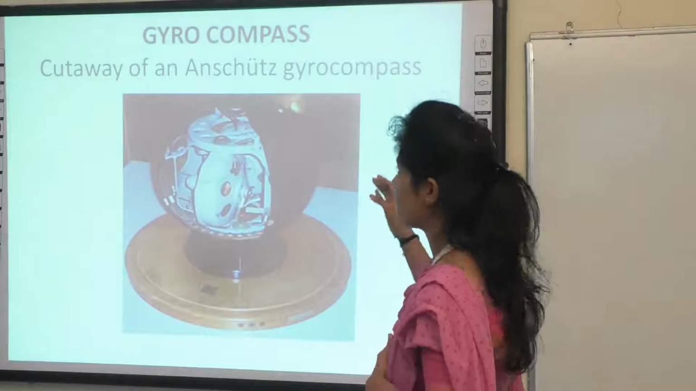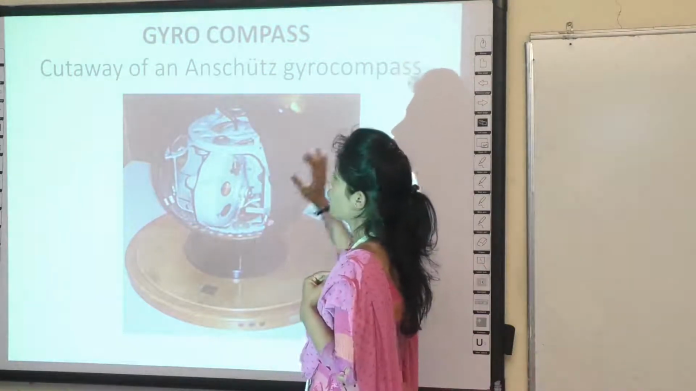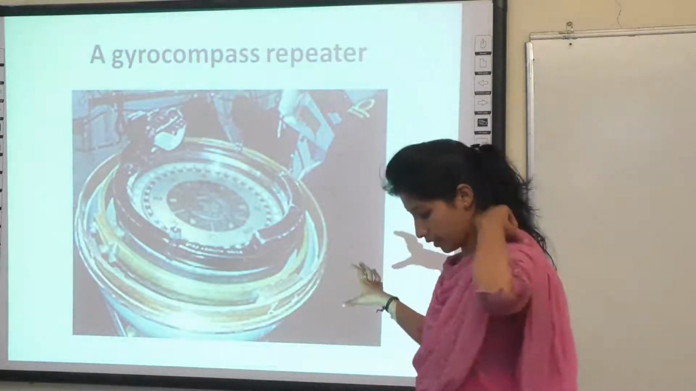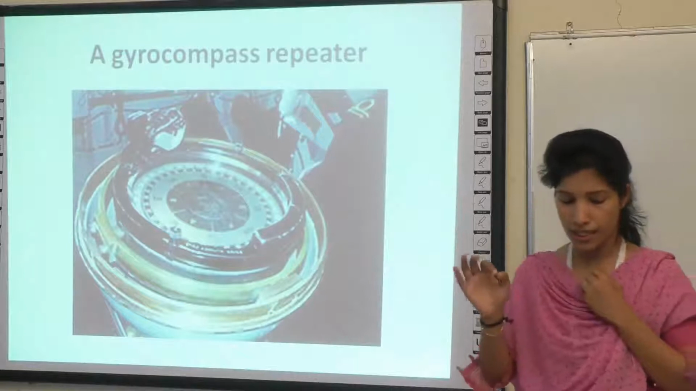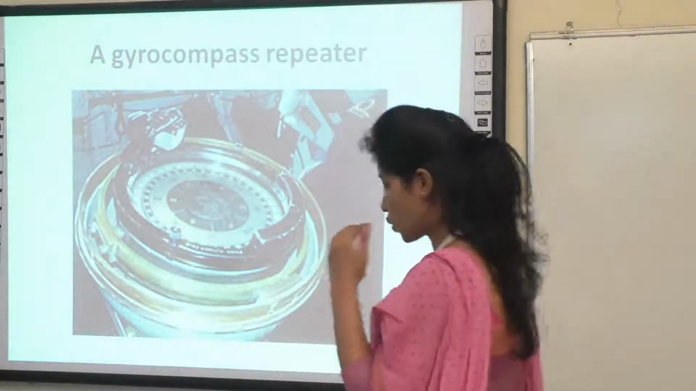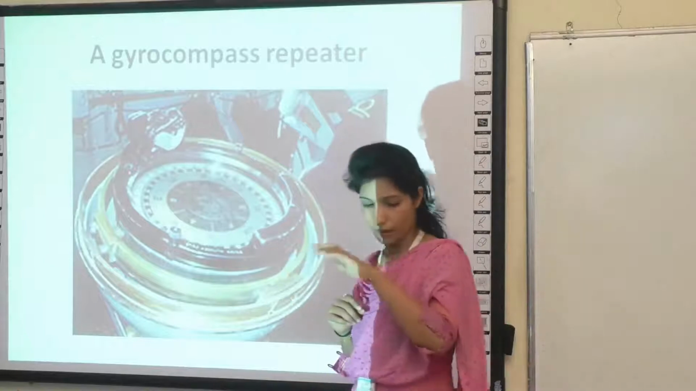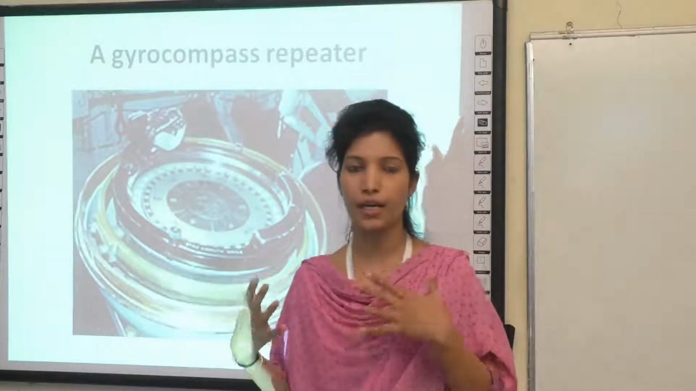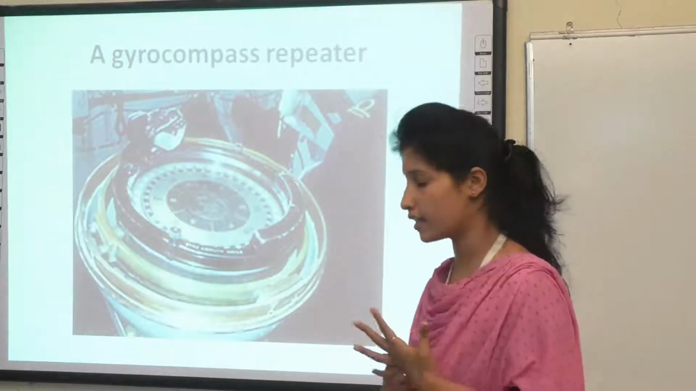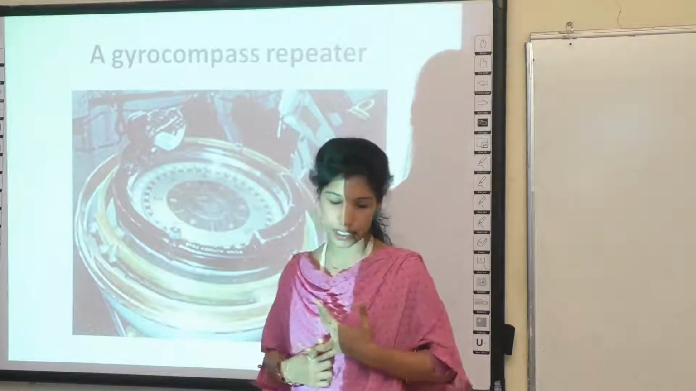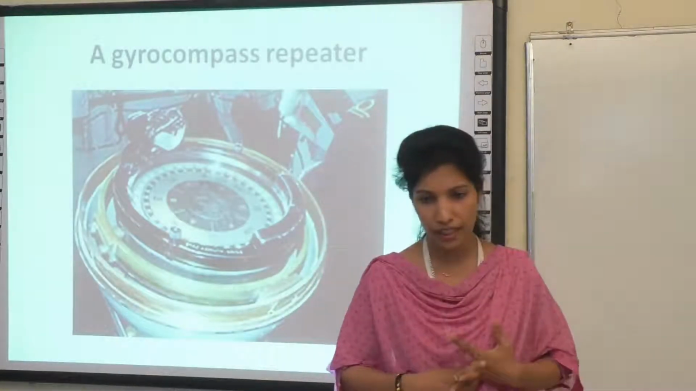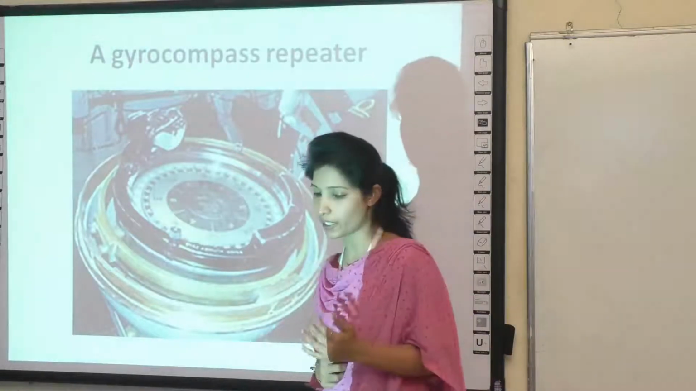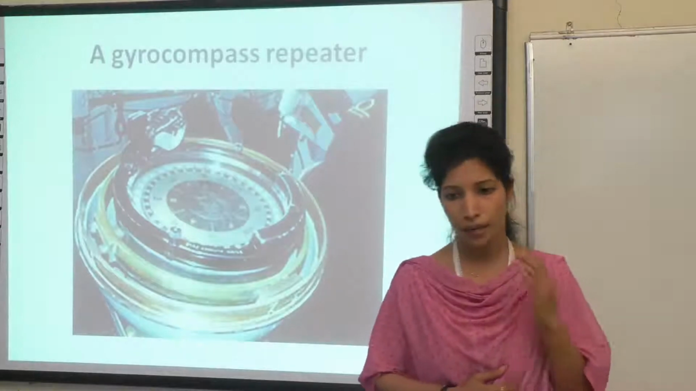Next, this is a cross section of the gyrocompass, how it looks. This is the gyrocompass repeater. The gyrocompass is the master compass that I showed before, used only in the navigation part. This is the gyro repeater, which we can use in many locations onboard a ship, such as the engine side, the steering side, and many other locations. But the gyrocompass is a different compass. This is the master compass used only on the bridge.